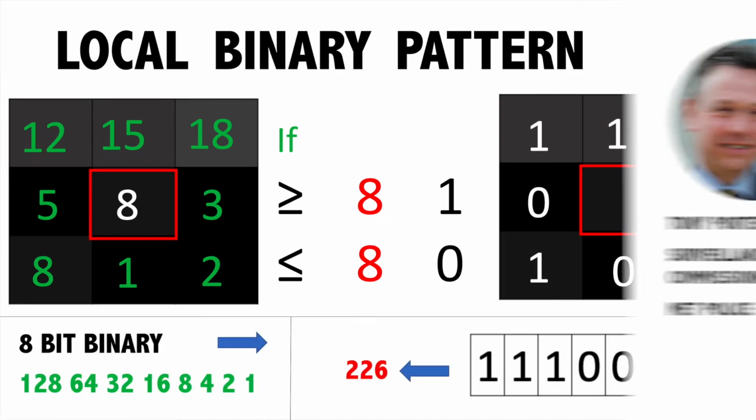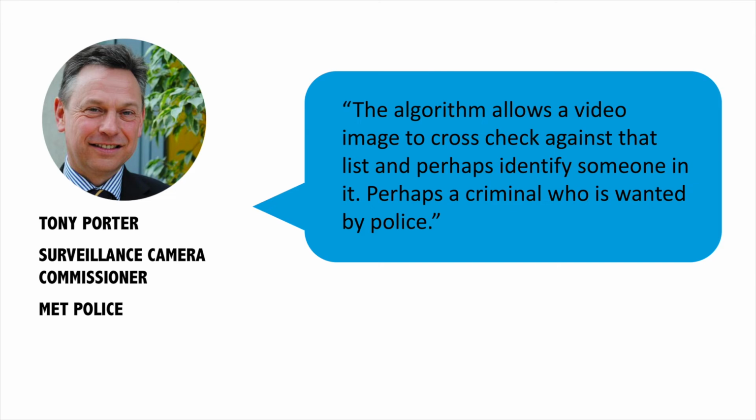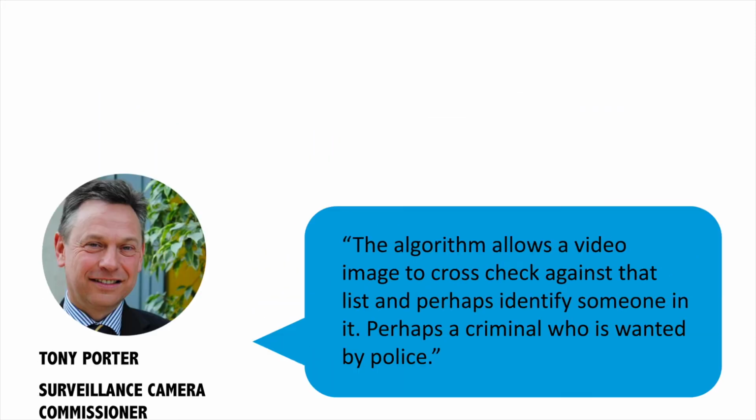We got in contact with Tony Porter, the surveillance camera commissioner for the Met Police, and he said that, quote, "The algorithm allows a video image to cross-check against that list and perhaps identify someone in it, perhaps a criminal who is wanted by police."